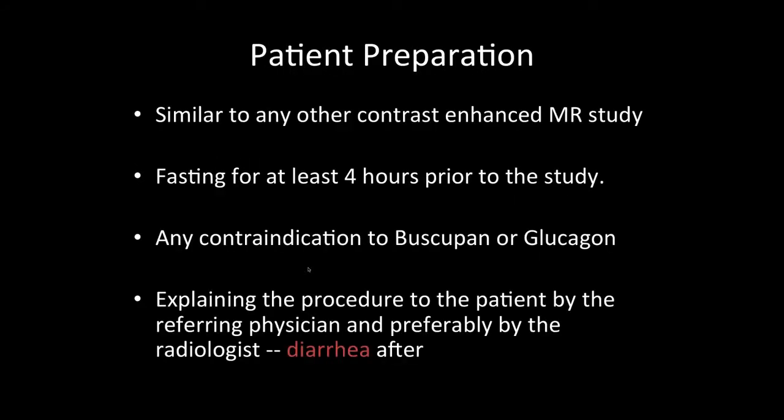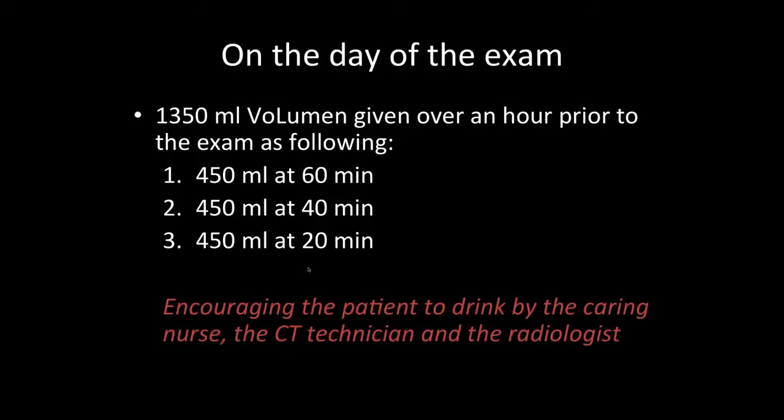The preparation, similar to any other contrast-enhanced MR study: make sure that the renal function is adequate, no metals, no contraindication to the magnetic field, fasting for at least 4 hours, similar to the CT enterography. Make sure that there is no contraindication to Buscopan or glucagon, such as closed angle glaucoma. And we have to explain the procedure to the patient, that he will develop diarrhea later on. So the dose of the Volumen is the same as the CTE. I have chosen the one given 1 hour before and every 20 minutes.